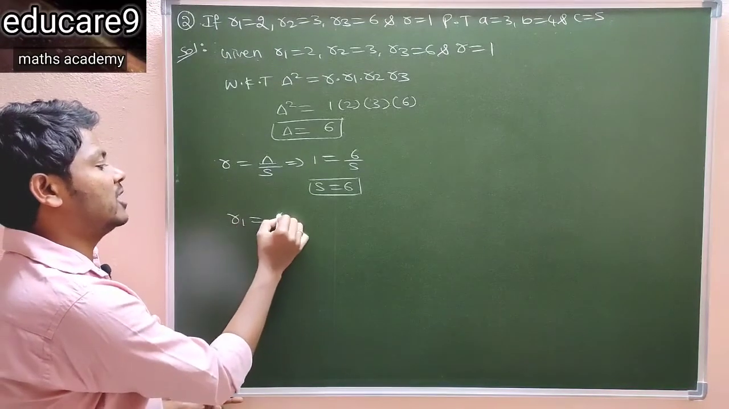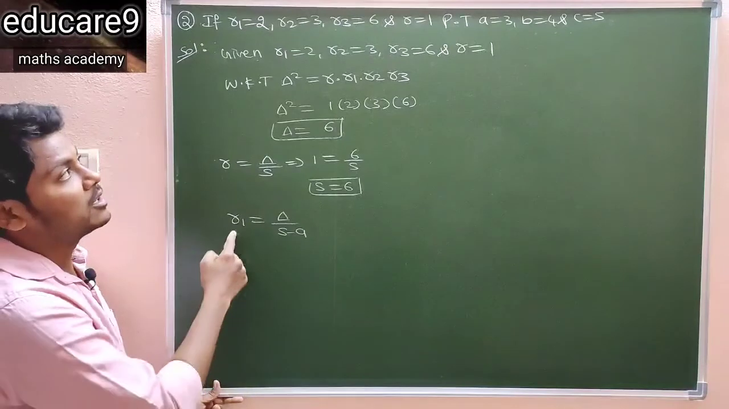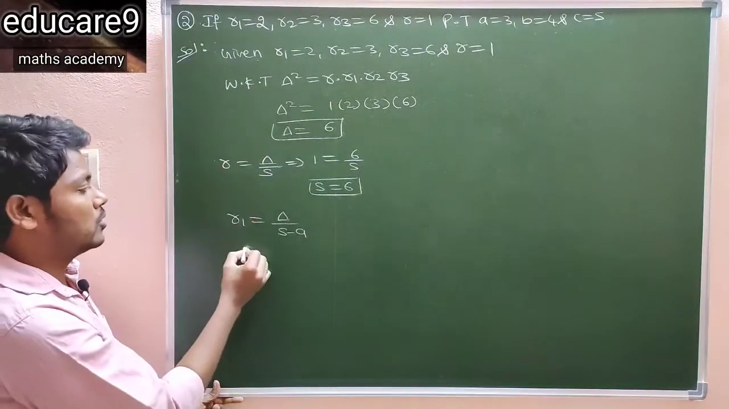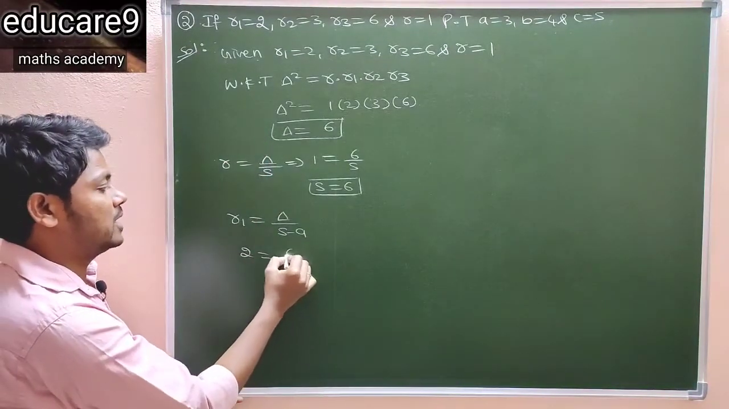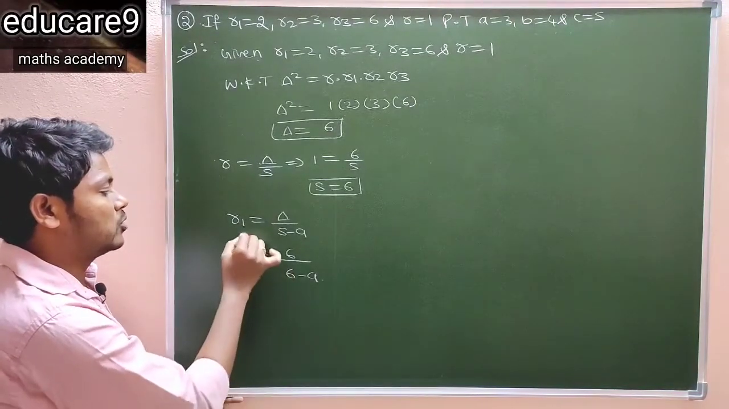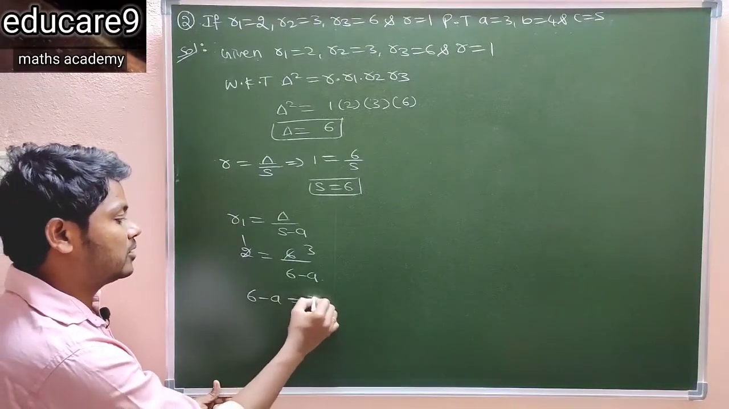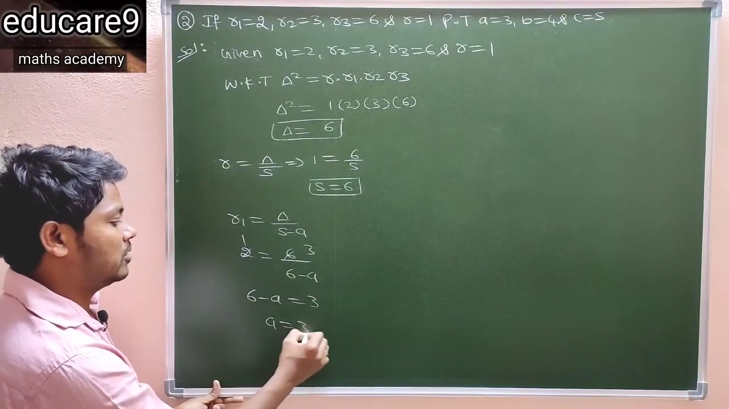You know that r1 is equal to what? Delta by s minus a. You know that r1 value 2, delta value 6 by s minus a, 6 minus a. So 2 into 3 is 6, so 6 minus a is equal to 3. So a is equal to 3.